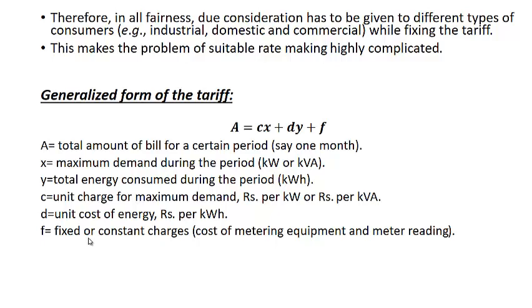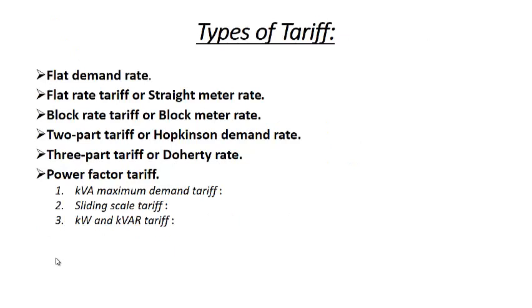It is the cost of metering equipment and meter reading. Usually the meter reader has to be paid to read the meter every month. So that has to be included in this generalized form of tariff, that is F. But you will see that it is not always there in every form of the tariff. So there are usually 6 types of tariff.